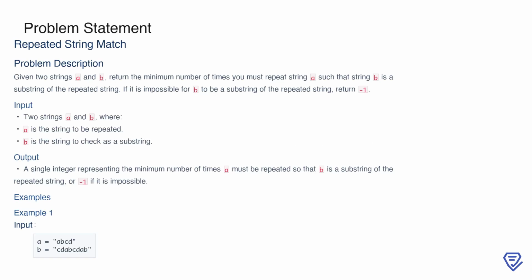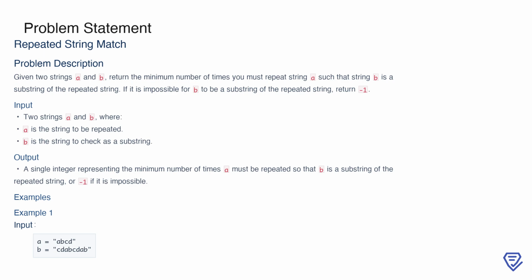The problem we're tackling is called Repeated String Match. In this challenge, we're given two strings, A and B. Our task is to determine the minimum number of times we need to repeat string A so that string B becomes a substring of the repeated version of A. If it's not possible for B to ever be a substring, we return -1.